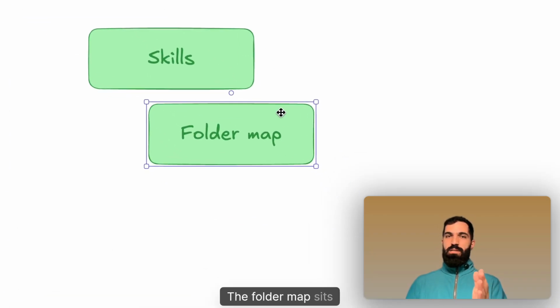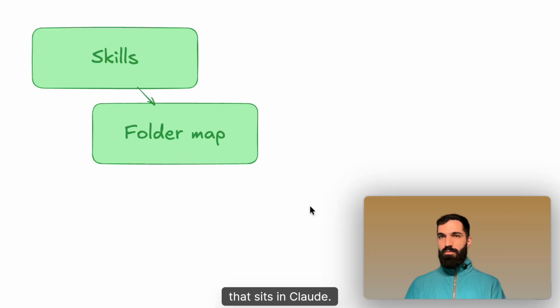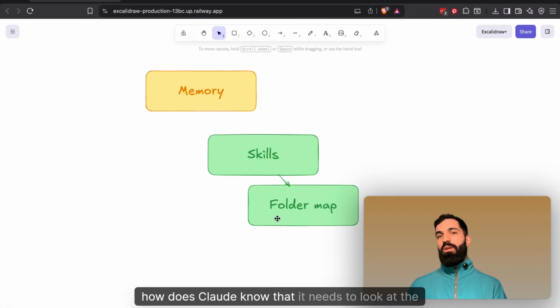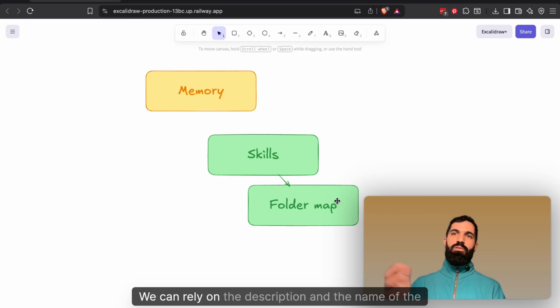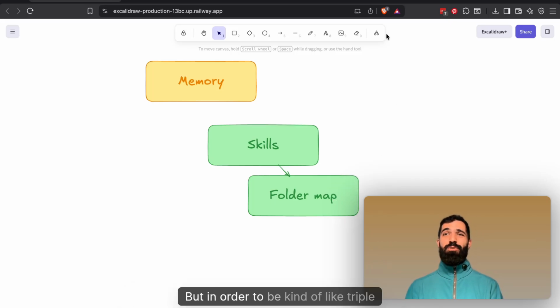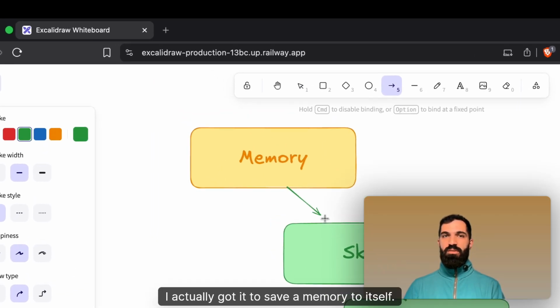The folder map sits within a skill that sits in Claude. Now, you might be wondering, well, how does Claude know that it needs to look at the folder map? We can rely on the description and the name of the skill. It's a way to go about it. But in order to be triple sure that it's always using the correct folder mapping, I actually got it to save a memory to itself.